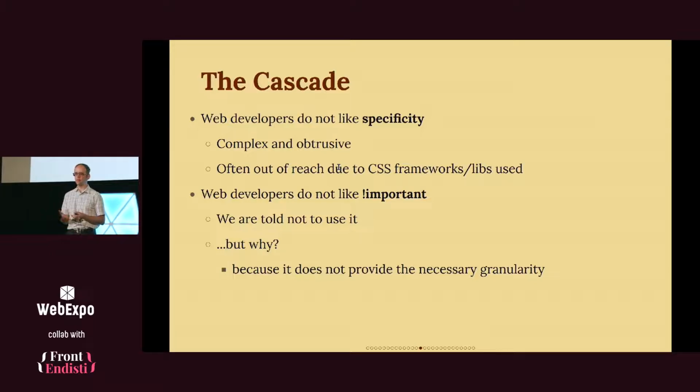Let me remind you that specificity is the general idea that a selector has a strength, a numerical value, so two selectors can compete based on how strong they are. It's very weird to compute this value, and nobody really does that. So we can use specificity, but we do not want to. The second tool we can use is the important suffix, and we are often told not to do that.